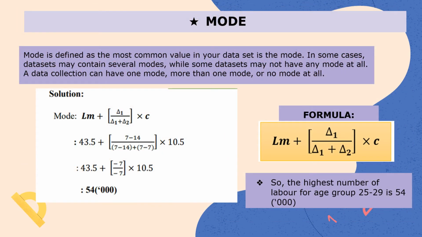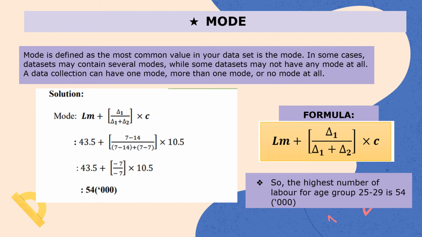Mode is defined as the most common value in your data set. In some cases, a data set may contain several modes, while some data sets may not have any mode at all. A data collection can have one mode, more than one mode, or no mode at all. So as you can see the formula, and then we get the solution from the formula as 54,000.